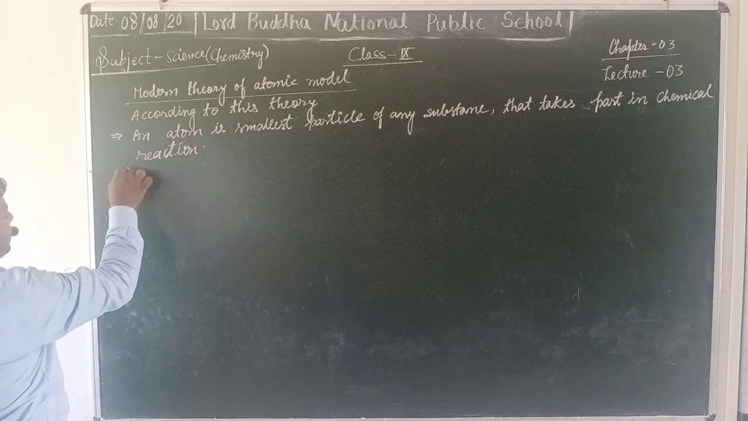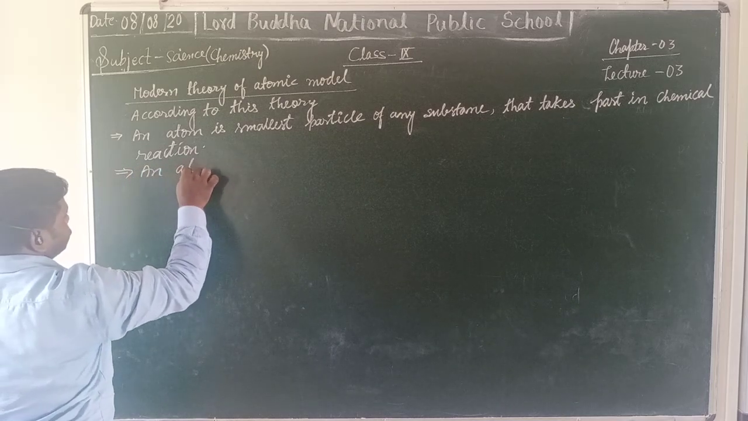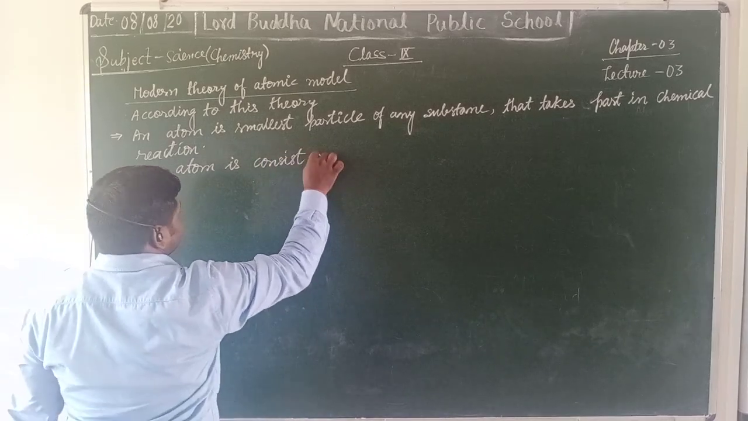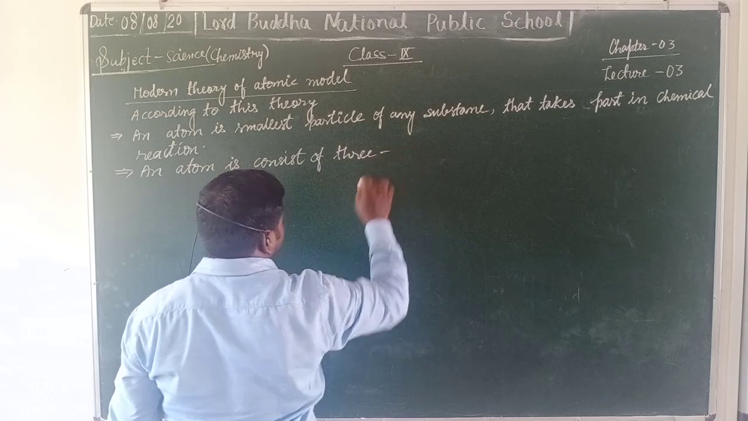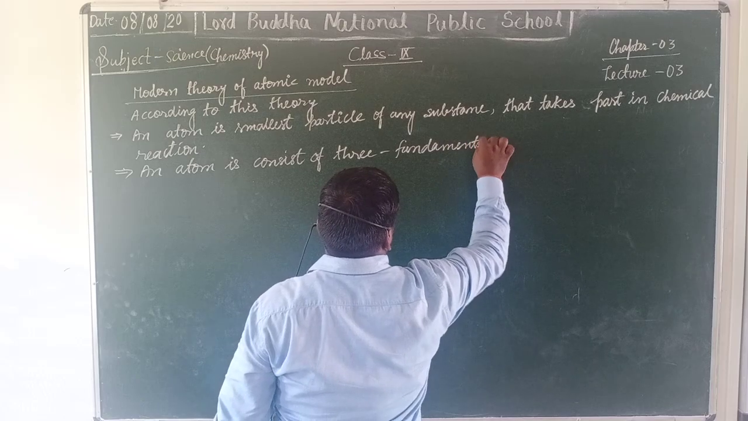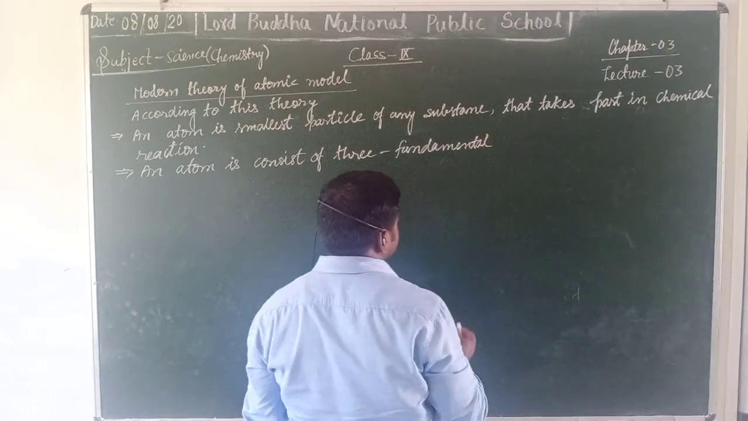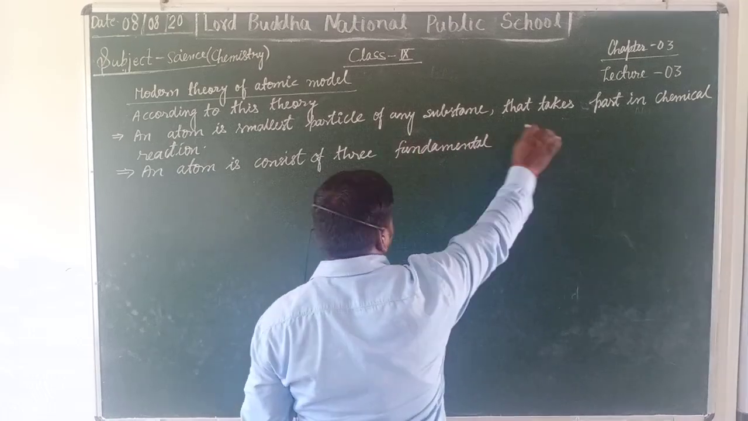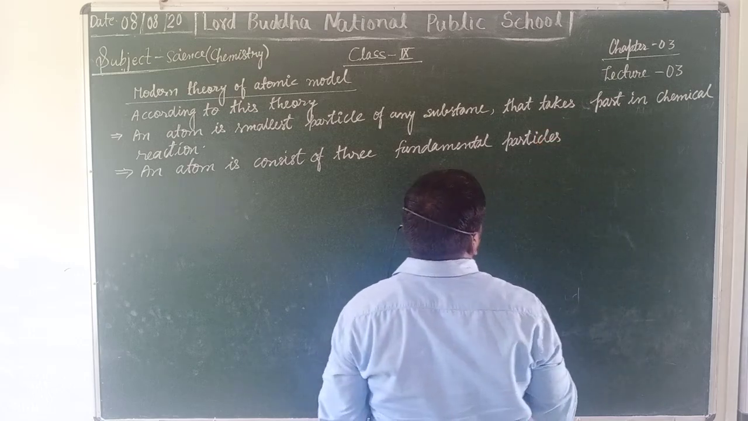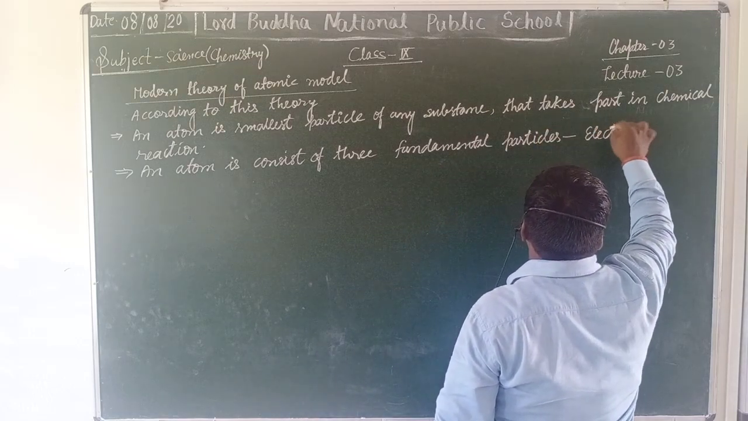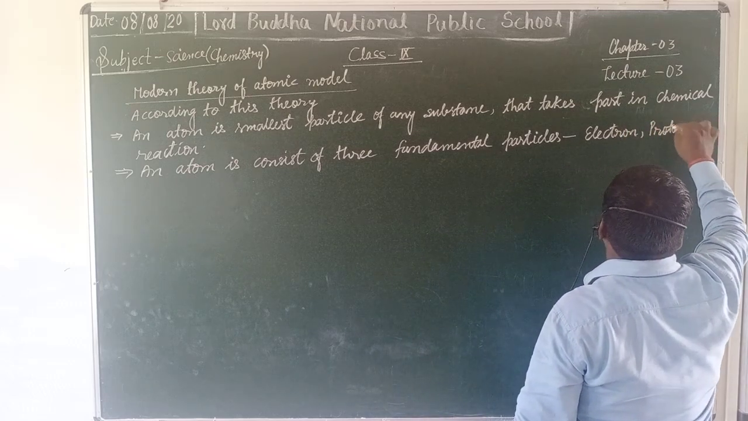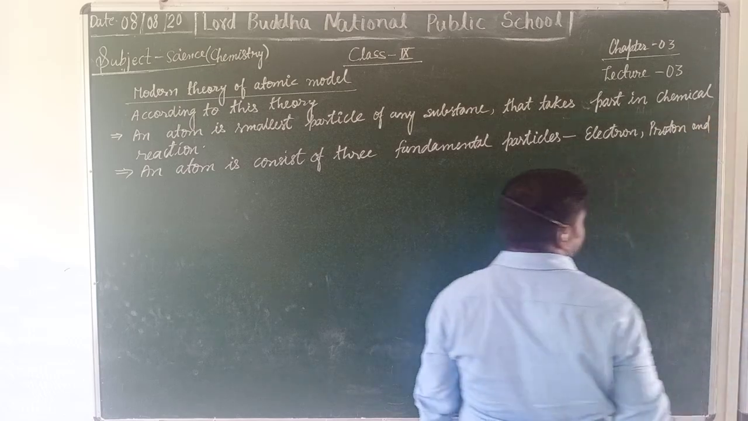Next, an atom consists of three fundamental particles. Fundamental or principal, you can use both of the terms. Particles: electron, proton, and neutron.